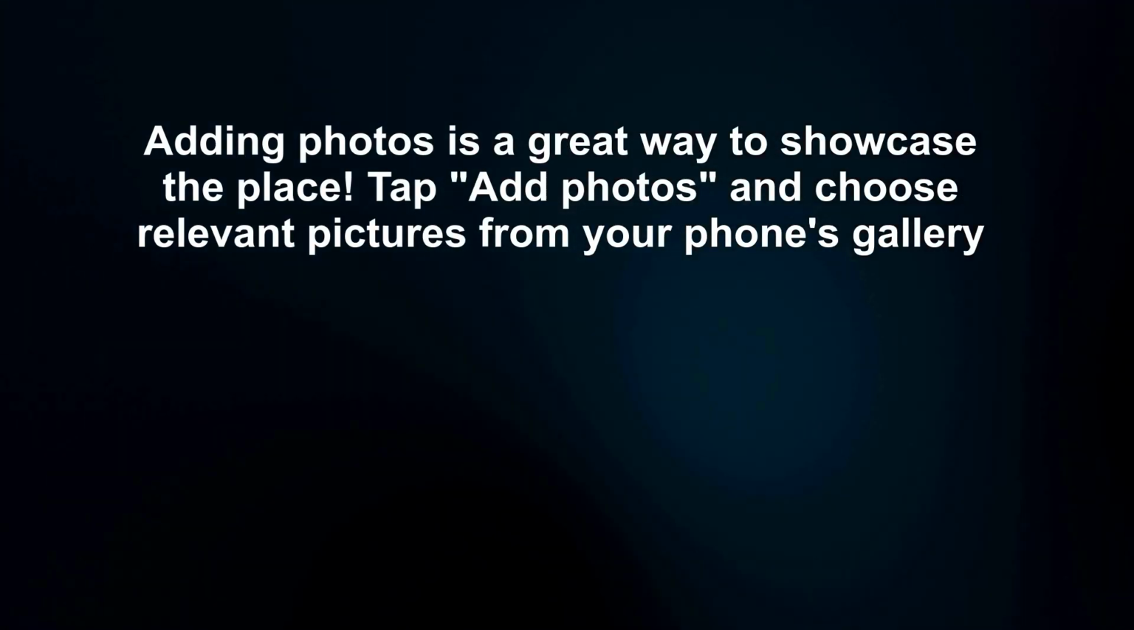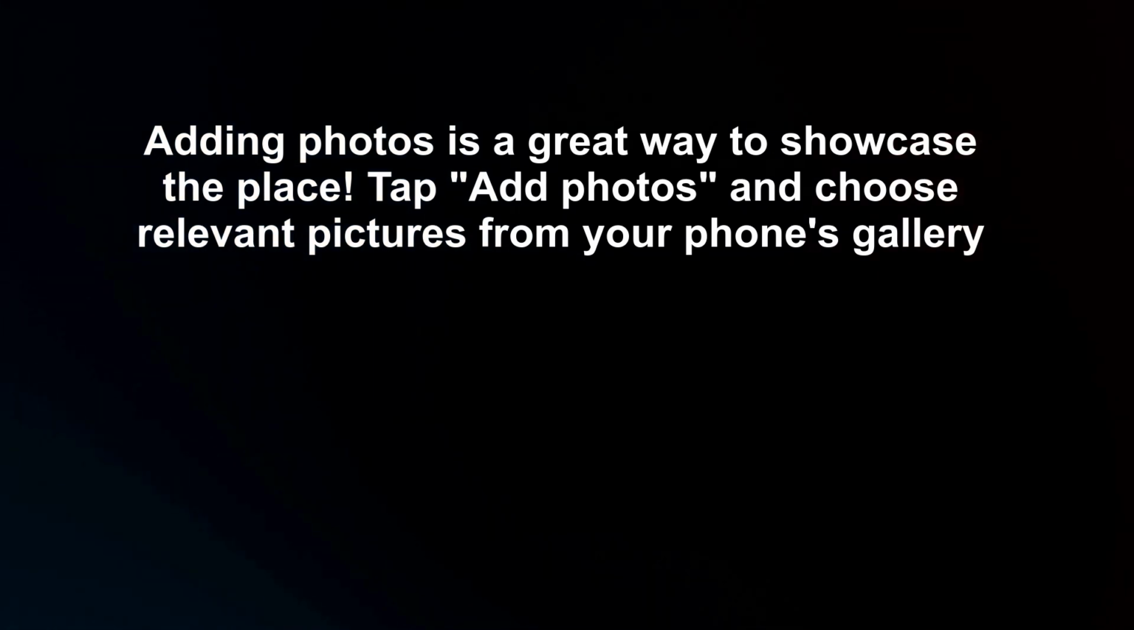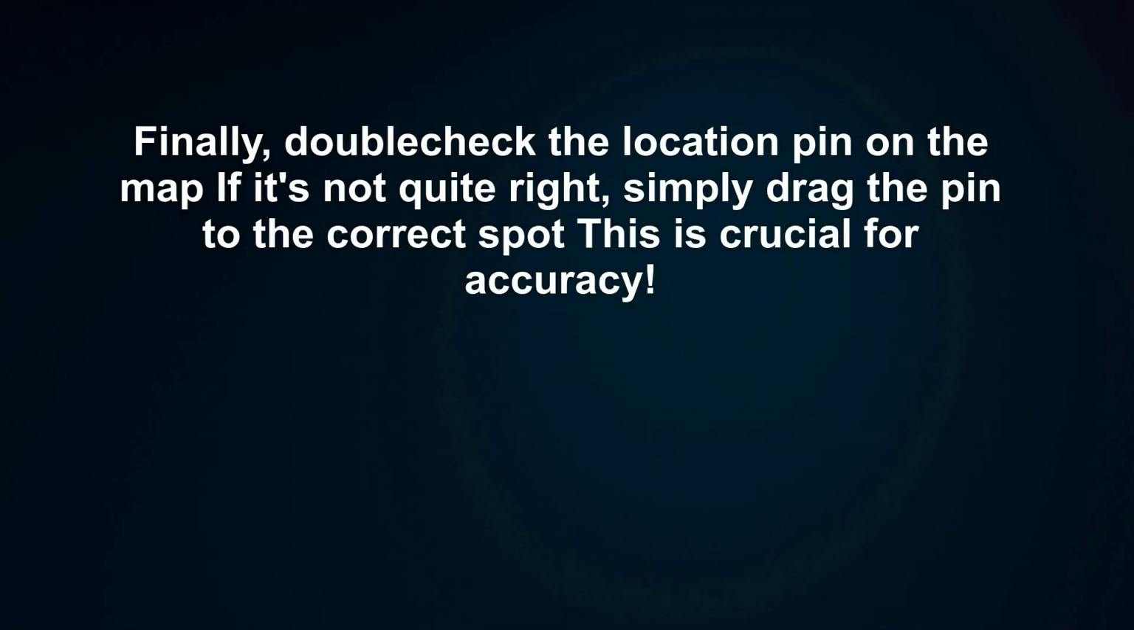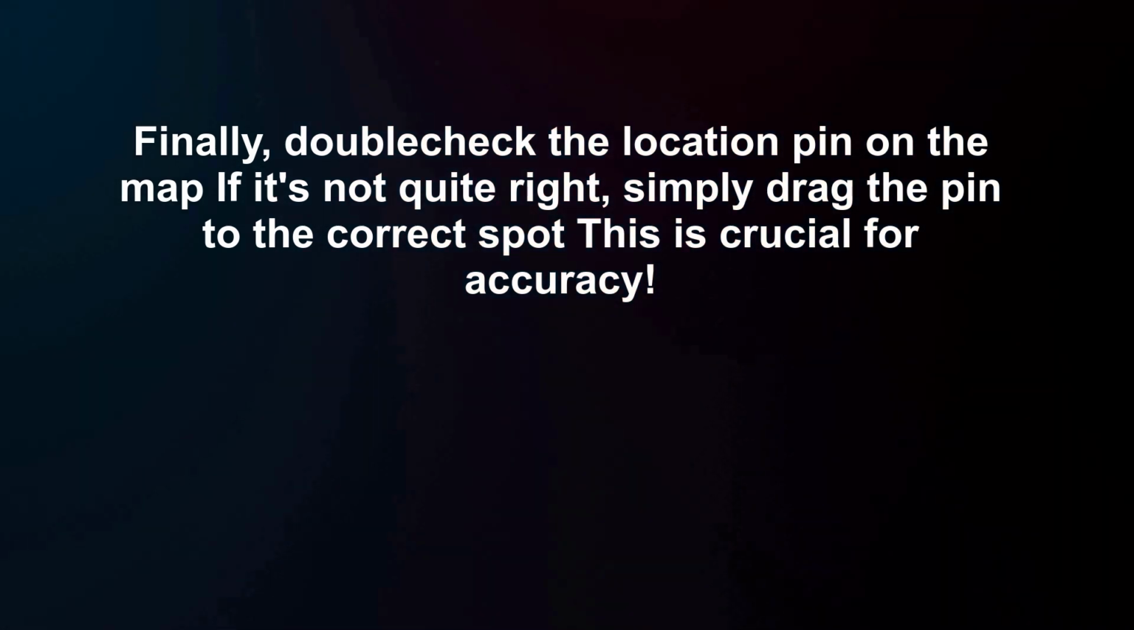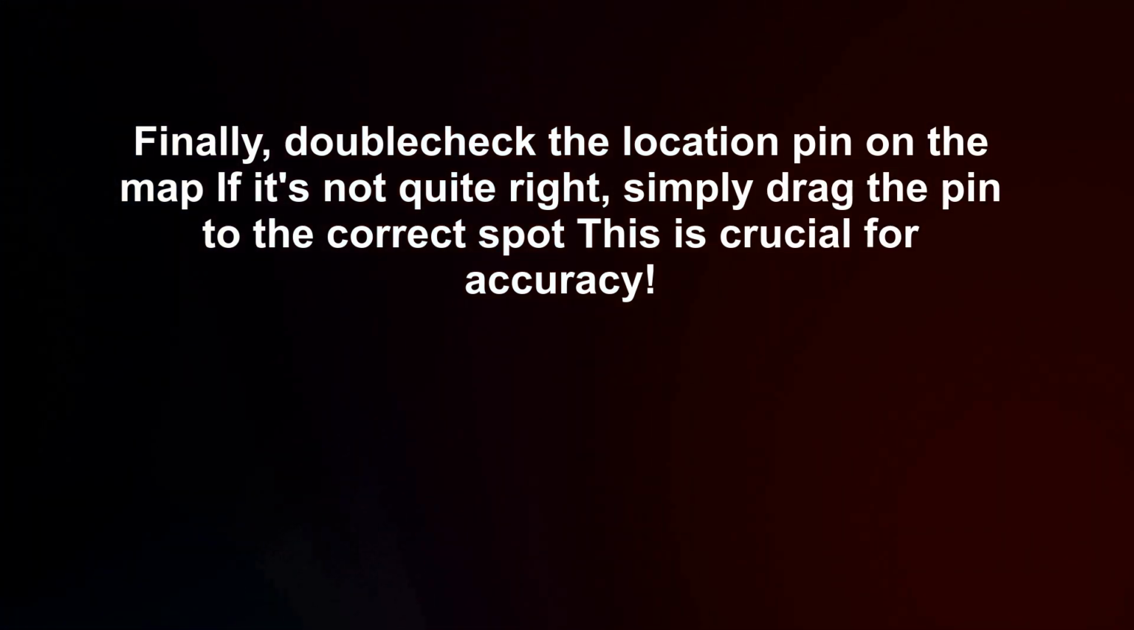Adding photos is a great way to showcase the place. Tap Add Photos and choose relevant pictures from your phone's gallery. Finally, double-check the location pin on the map. If it's not quite right, simply drag the pin to the correct spot. This is crucial for accuracy.